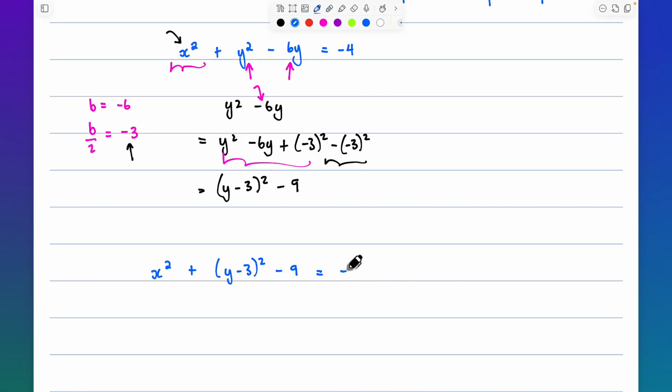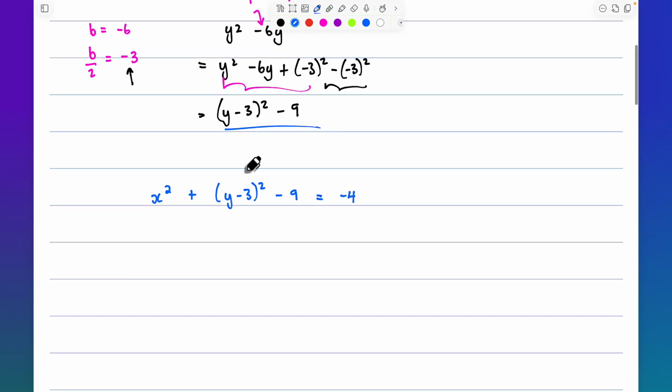That's equal to -4, right? Cool. So remember this term here turned into this. So we just exchange those two in our equation. Right, so now we can move on, right?